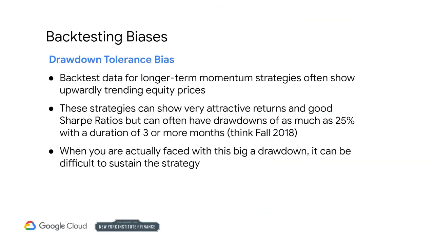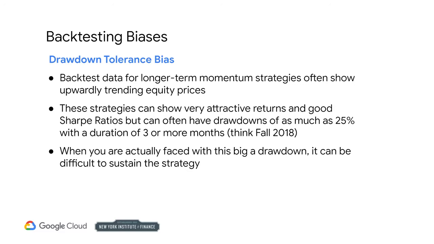Drawdown tolerance bias is a common feature of discretionary trading, but is mostly ignored for quantitative trading. When you create a backtest that covers a period of 5 years or more, it is easy to look at an upward trending equity or equity index price curve, calculate the return, Sharpe ratio, and drawdown characteristics, and be completely comfortable with the risk you're taking.